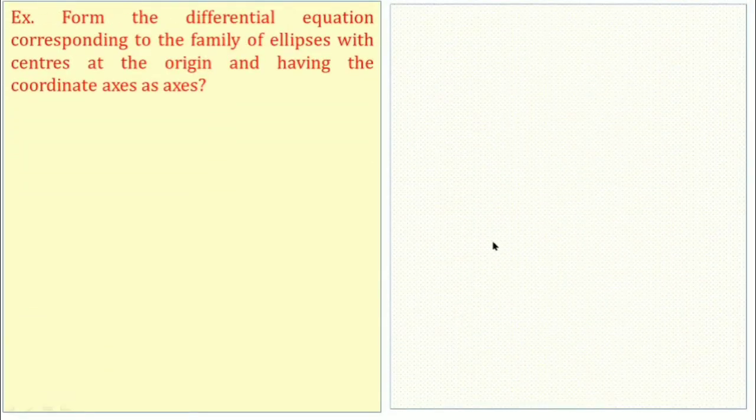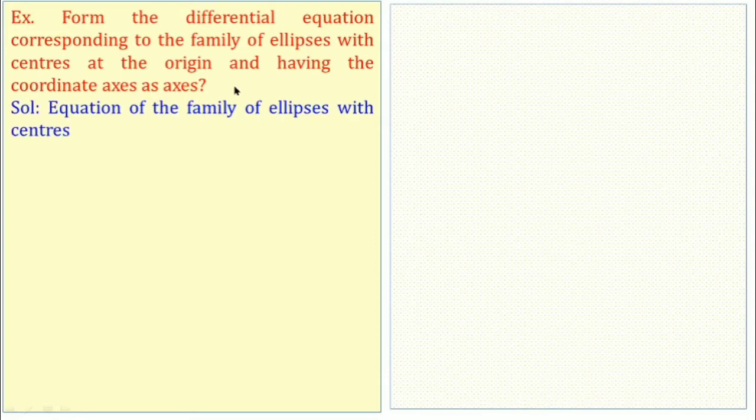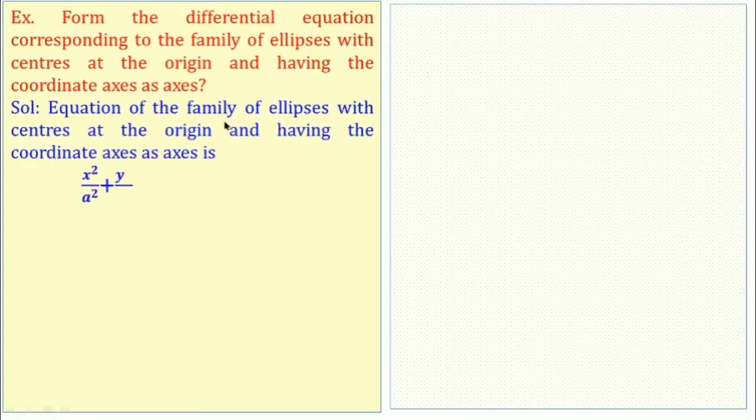So here we have second example. Form the differential equation corresponding to the family of the ellipses with centers at origin and having the coordinate axis as axis. So what is the equation of the family of ellipses with center at origin and having coordinate axis as axis? This is the equation of the family of the ellipses whose center is origin and whose axis are coordinate axis. So we get x square by a square plus y square by b square equals 1, where a and b are the parameters.